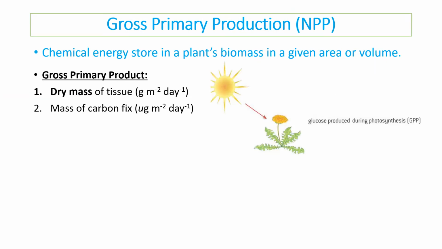So we need two key terms which I've mentioned, but we need to make sure we're happy with them. There is the gross primary production or gross primary product, and this is the chemical energy stored in the plant's biomass in a given area or volume. So all the stored away energy in one particular cell would be its gross primary product. For example, the starch in there.